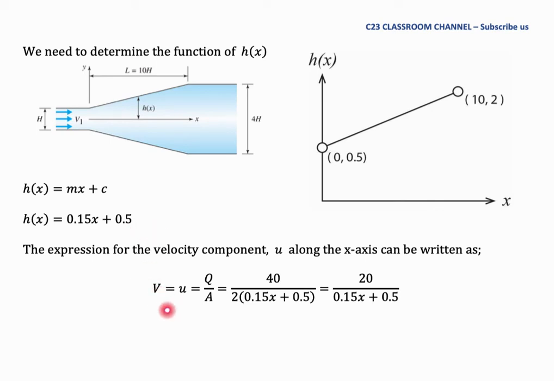And then from the equation of flow rate, Q equal to AV, we could rearrange as V, or to be specific, we take it as u because we only analyze the velocity in the x direction. So we have u equal to Q over A. Q is already calculated, it is 40 meters cubed per second, and A is equal to 2h(x), and we substitute the value of h(x) here by 0.15x plus 0.5, and then we could simplify it. We could say that u, the velocity along the x-axis, is equal to 20 over 0.15x plus 0.5.